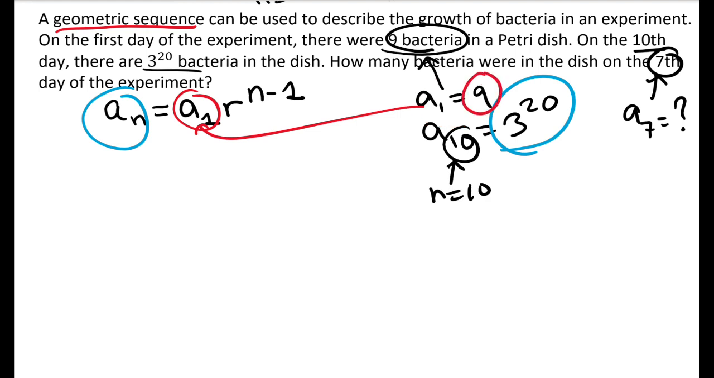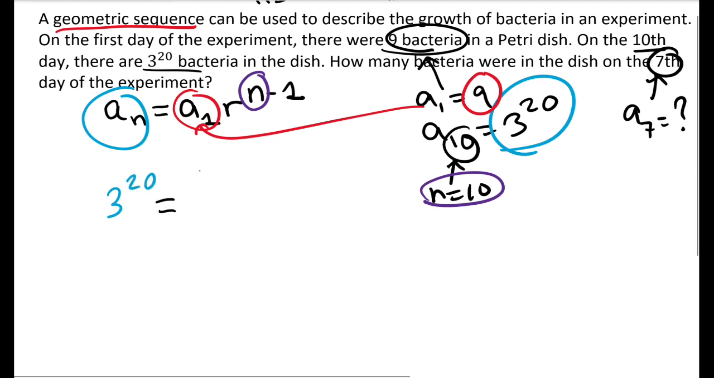And then for n, well, we know that n is 10, right? So we're going to plug that in for 10 there. Okay, so let's go ahead and plug those numbers in. So we have 3 to the 20th equals 9 r to the 10 minus 1.